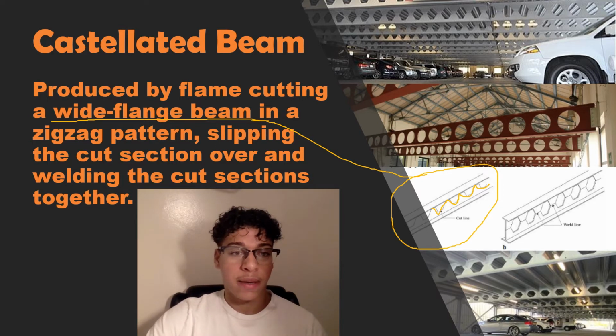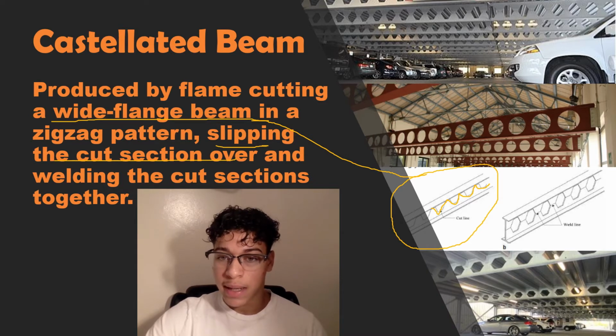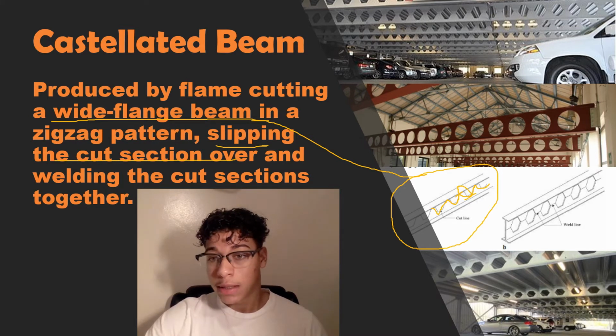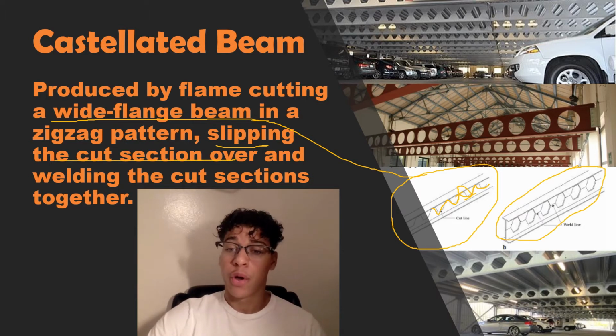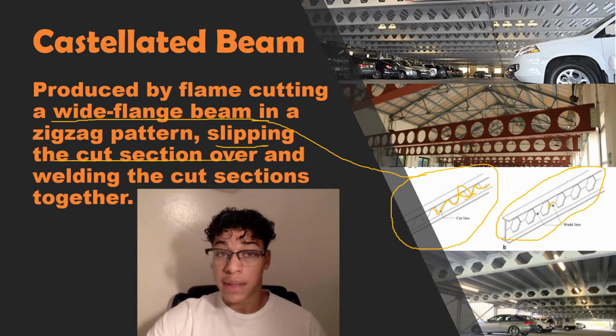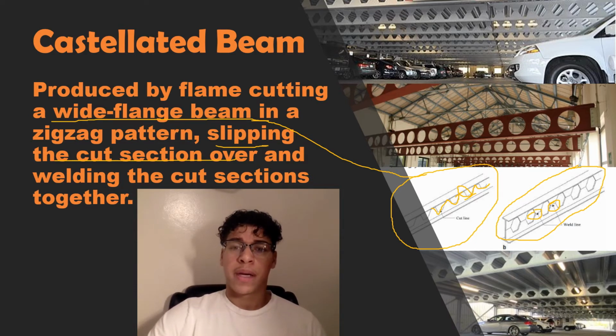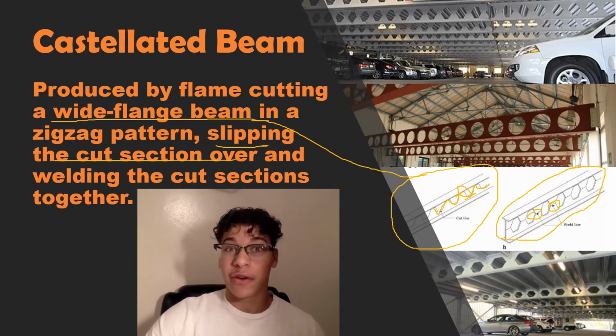And when they say slipping the cut section over, that basically means that this peak and this bottom peak join forces, which the end result would look something like this. And of course, you would have to weld those peaks together. And this is not done for fun, because these castellated beams basically increase the depth and the strength of the beams. Now let's move on to those rigid steel frames that I talked about earlier.